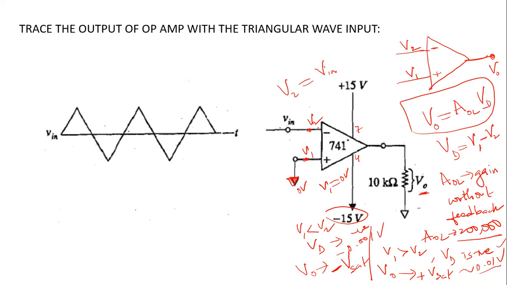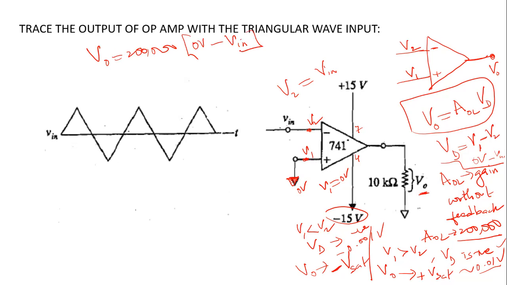Now if you look at this, V1 is 0 volt. V2 is Vin. So depending on the Vin value, it will either go into positive or negative saturation. The equation is now like V naught is equal to 200,000 times V1, which is 0 volt, minus V2, which is your Vin.